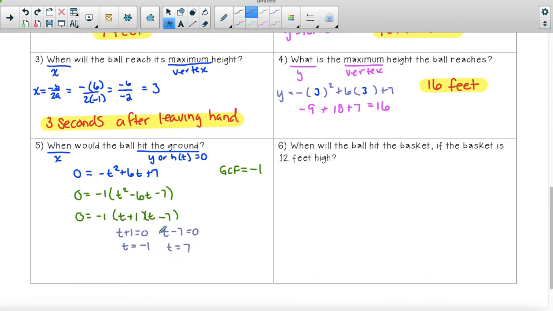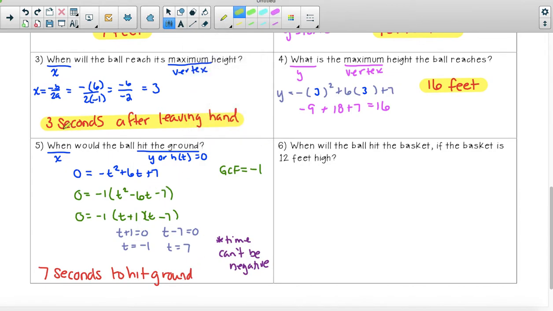Also, we have to remember that time can't be negative. I'm going to make a note about that: time can't be negative. So we know that negative 1 shouldn't even happen. It means that it didn't exist yet. So when will the ball hit the ground? It takes 7 seconds to hit the ground. So again, it's 7 seconds after leaving our hand for the ball to hit the ground.